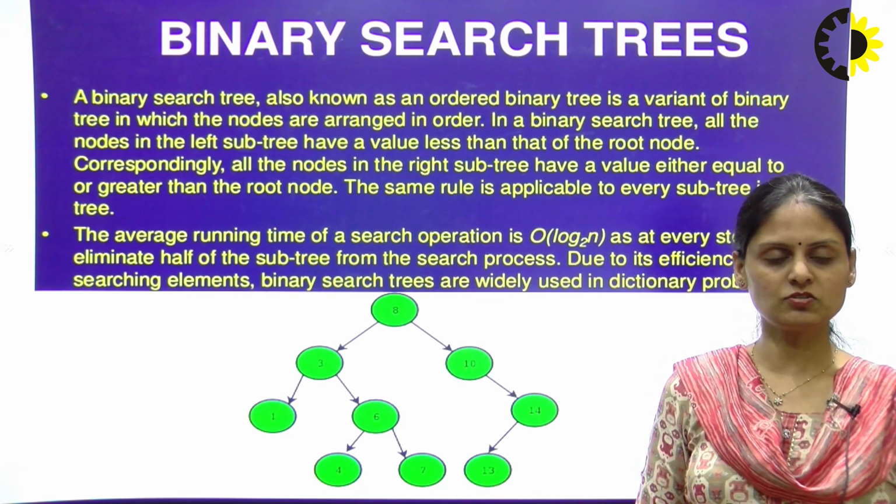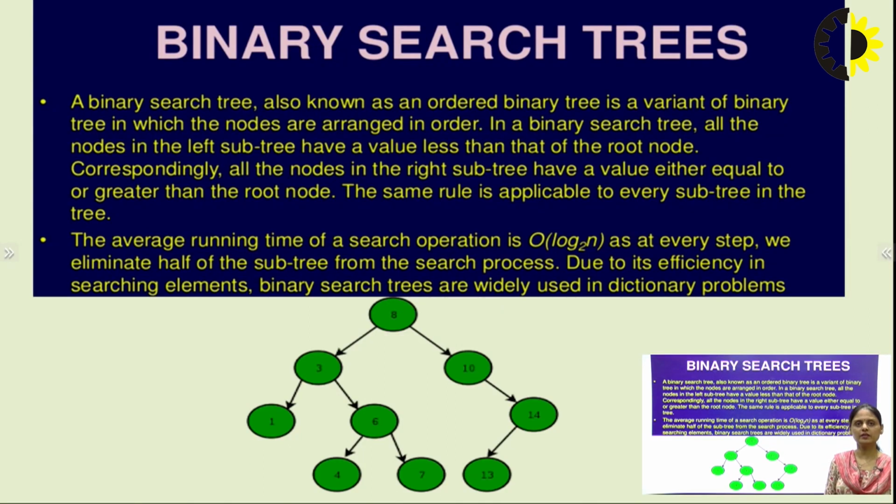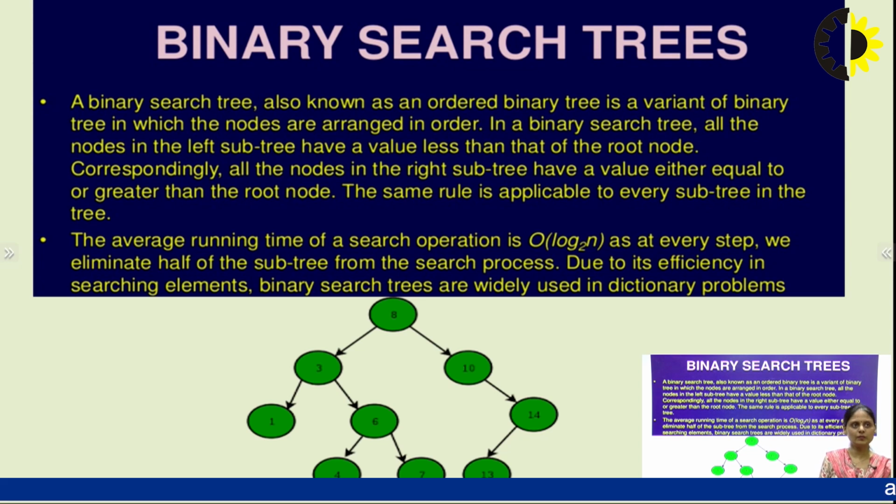So the binary search tree, also known as an ordered binary tree, is a variant of binary tree in which the nodes are arranged in order. And the order is that all the nodes in the left subtree are less in value as compared to the root node, and all the nodes in the right subtree should be greater than or equal to the root node. So the elements in the binary search tree are arranged in this fashion. We call it an ordered tree or the binary search tree.